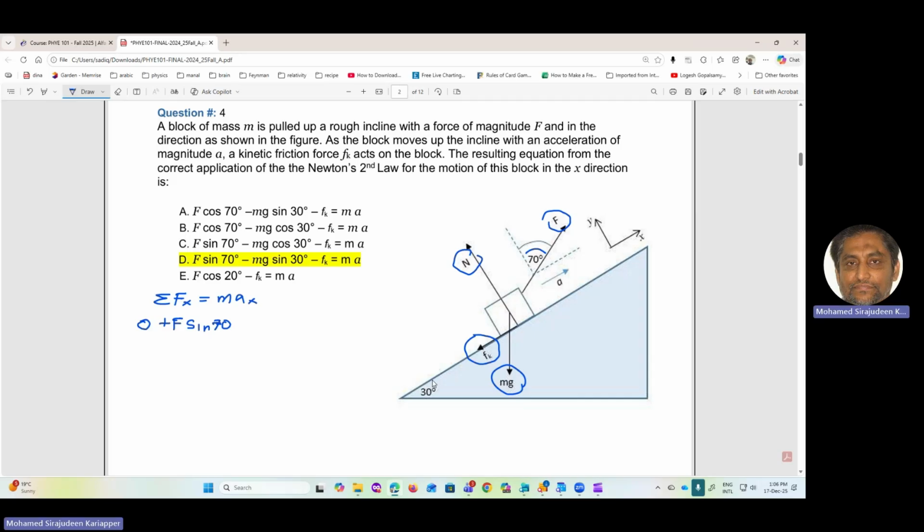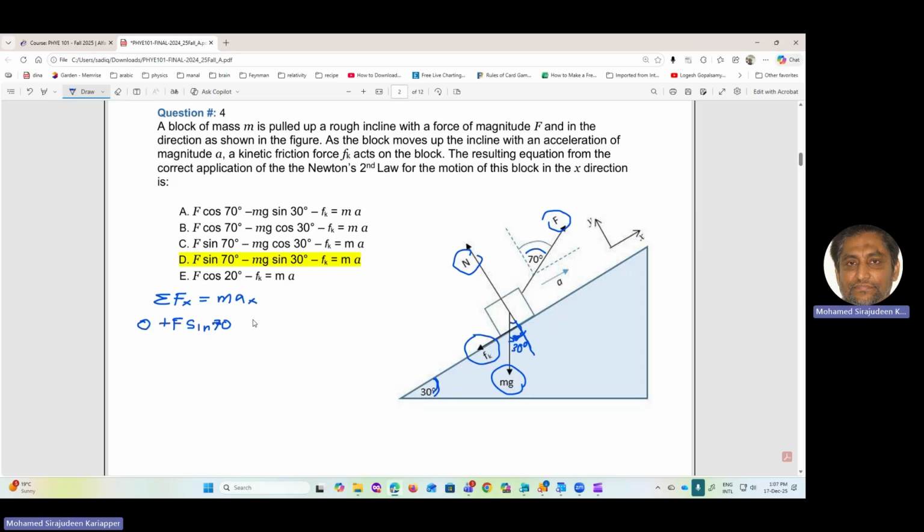mg. Next force is the gravitational force. Incline angle is 30 degrees. That will make this angle 30 degrees. We can prove it with a little bit of geometry, but I will not go into that. Just remember, if the incline angle is 30, that will make the angle that mg makes with the negative y-axis also 30 degrees.